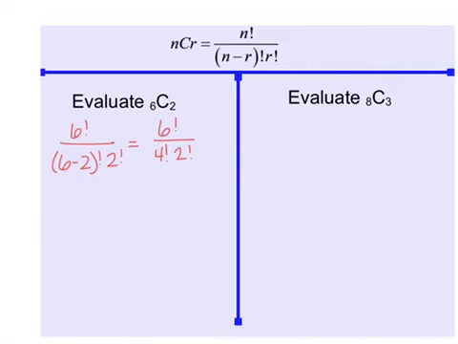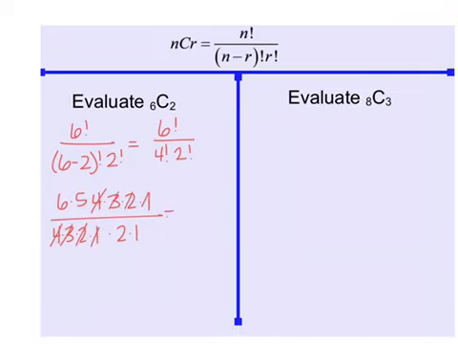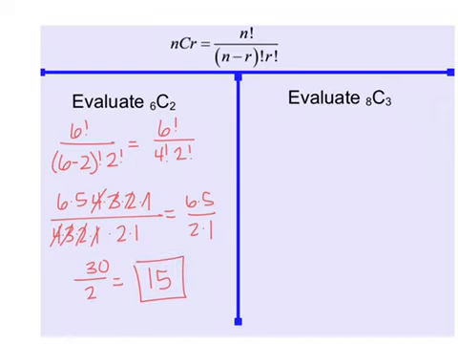So if I write this out, I get 6 times 5 times 4 times 3 times 2 times 1 over 4 times 3 times 2 times 1 times another 2 times 1. So we can cross things off, 4, 3, 2, 1, 4, 3, 2, 1. So I end up getting 6 times 5 divided by 2 times 1. 6 times 5 gives me 30 divided by 2, which is going to give me 15.